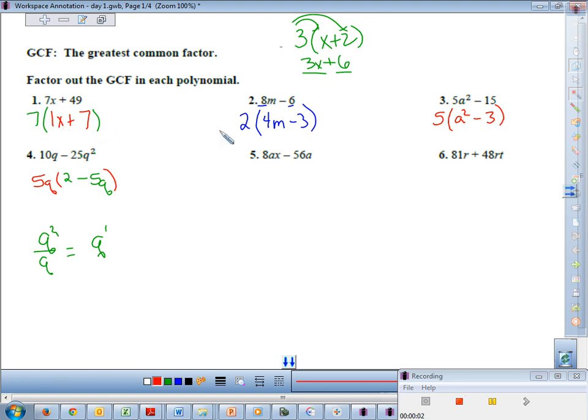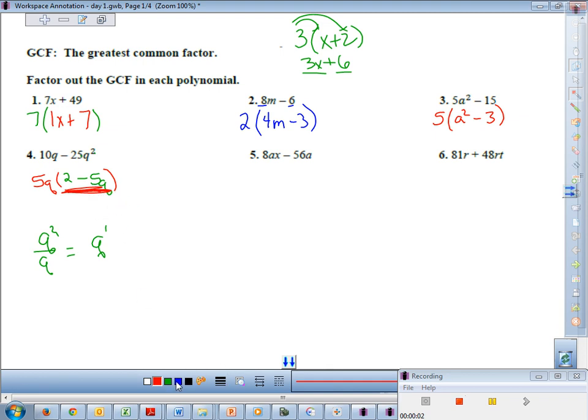This has an x. That doesn't have an x. Between 4 and 3, 1 is the largest number. That has an m. That doesn't have an m. And that's the way it works. When you truly factor out the greatest common factor, what's left inside the parentheses is prime, meaning the only thing that goes into all the terms evenly is 1.